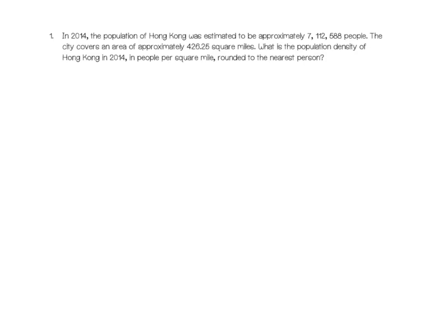To complete this problem, it's important to look at your units. So it says in people per square mile. So per tells us that we should be dividing. So I'm going to take the people, 7,112,588. Again, per means divide, so I'm going to divide by the number of square miles, 426.25.